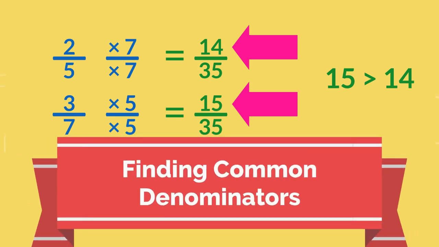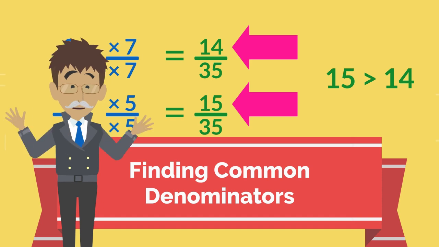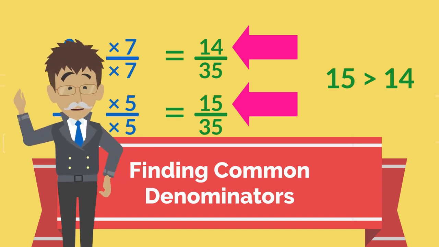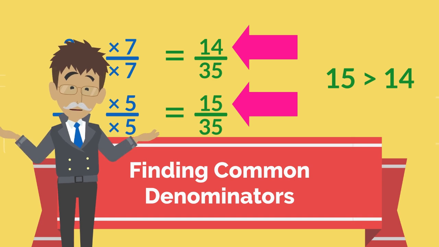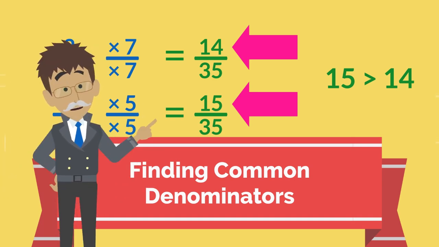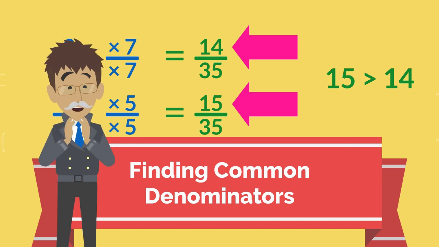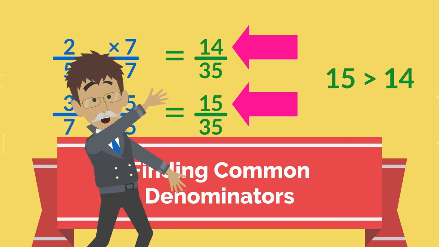Using common denominators is a powerful strategy. When models aren't practical, algorithms help you compare quickly and confidently. Now you're ready for any kind of fraction comparison. Mixed numbers, improper fractions, weird denominators, you can compare them all. You've got a toolbox of strategies. And the best part? You get to choose the ones that work for you.